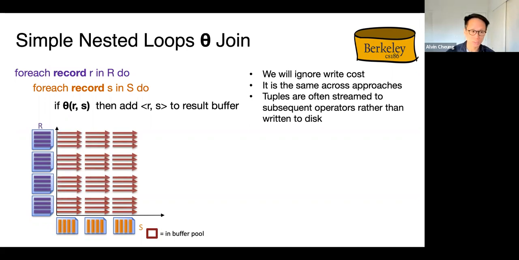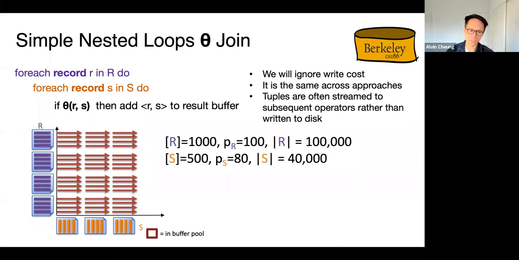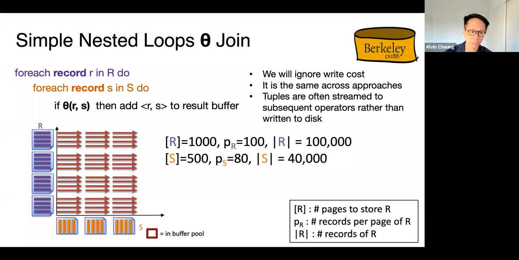So what is the cost associated with this particular flavor of the nested loop join? Assuming that these are the statistics of our 2 tables, let's remind ourselves here that the square bracket means the number of pages needed to store a relation, versus the bar, which represents the number of records. And then p of R or p of S represents the number of records per page.